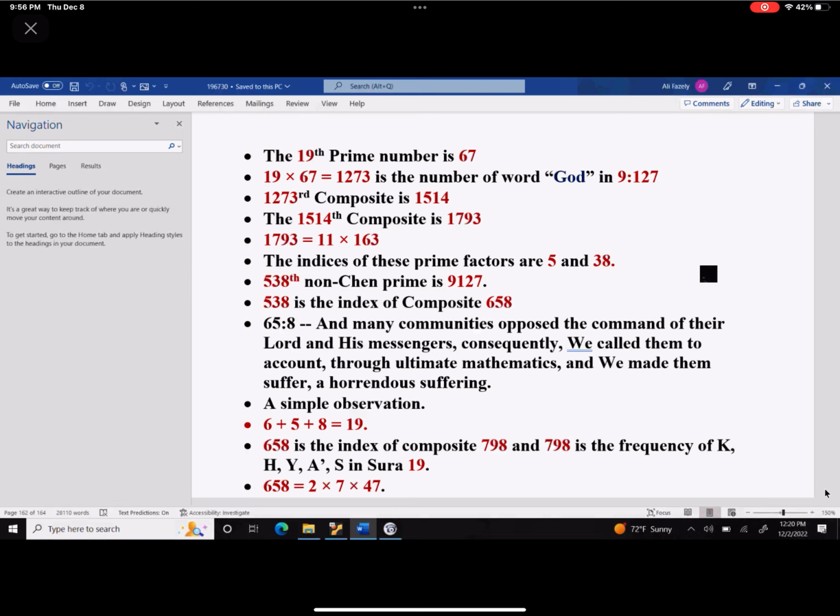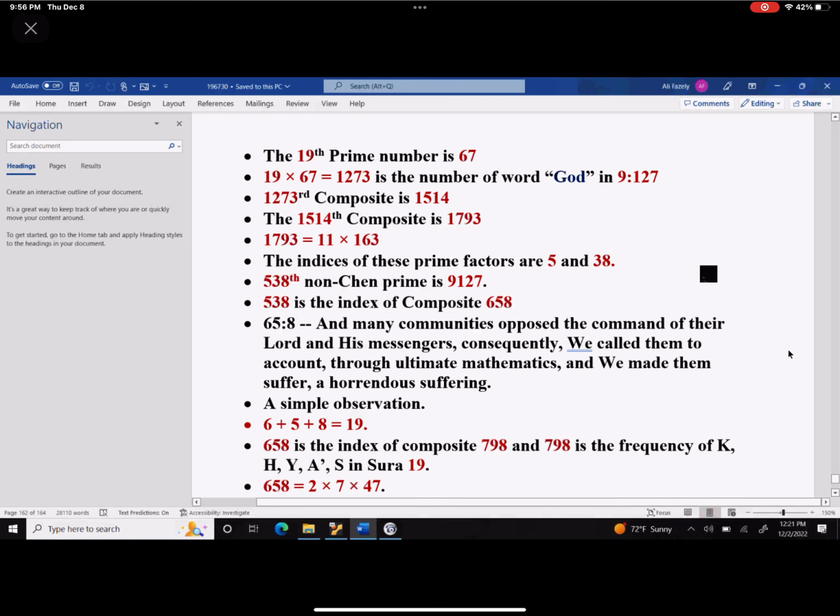199. There is no other number between 0 and 200. And you can do this for yourself. See how many numbers are actually like 658. So how rare it is to be like that. Anyway, 658 is the index of composite 798, and 798 is the frequency of K.H.Y.A.S in chapter 19.